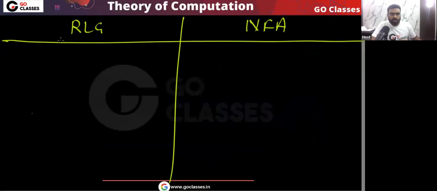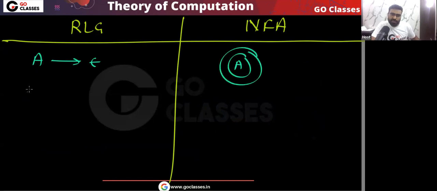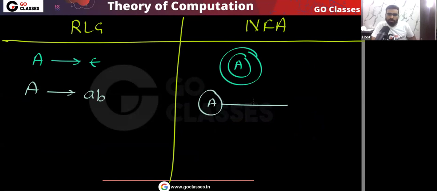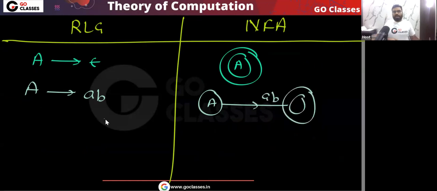So remember this point: if you have this rule, A goes to epsilon, then you will make this A itself a final state. And remember, when you have a rule like A goes to aB, then from A, on a you will go to B. So we have seen every type of rule that is possible in right linear grammar.